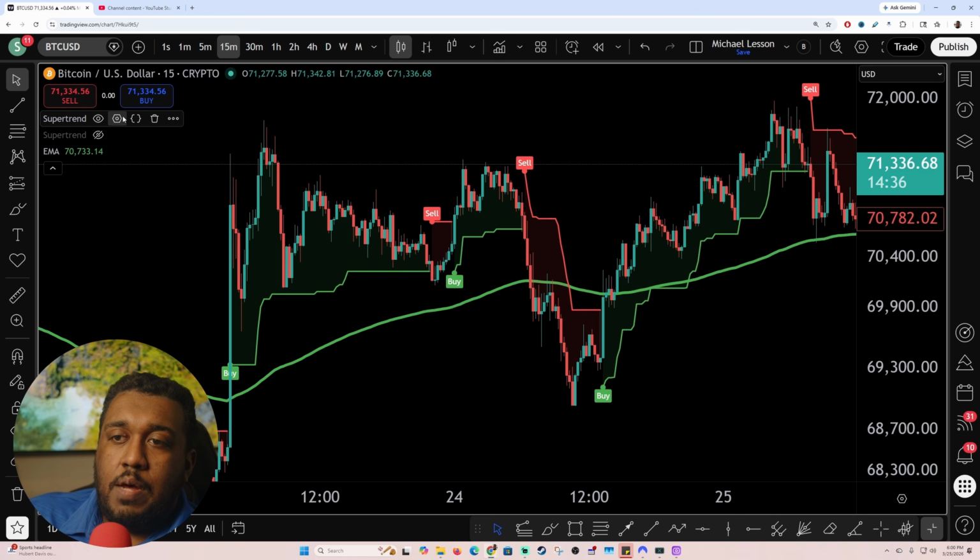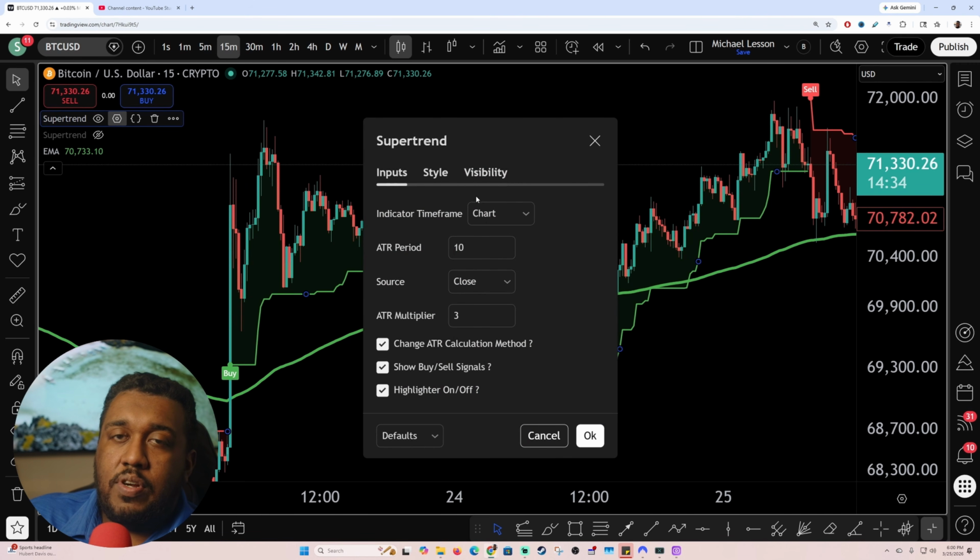Now, next up on top of that, we're going to be looking at conservative swing trading. So this is basically for those of you guys that are using the 4 hour, you guys are going to be using the settings 4.